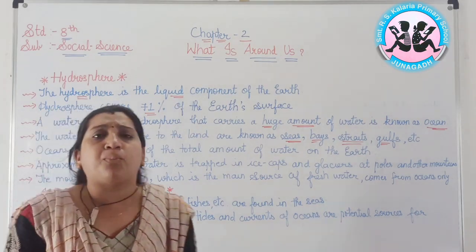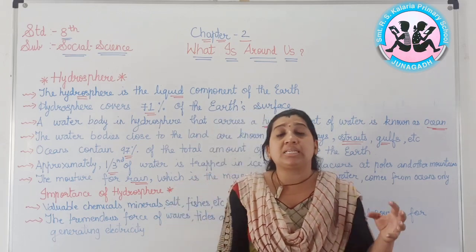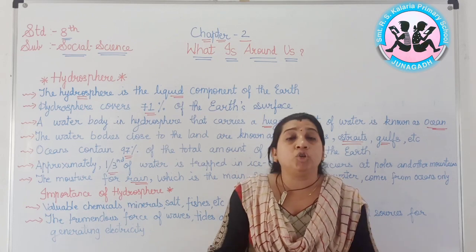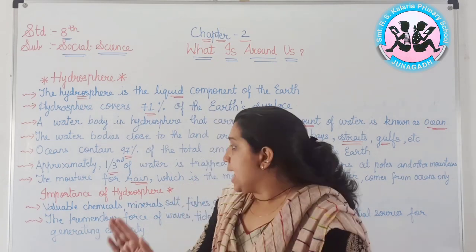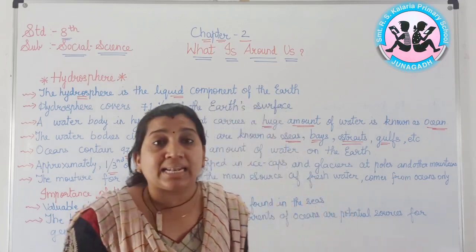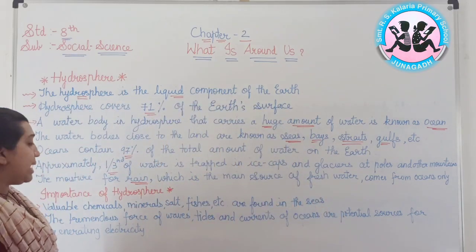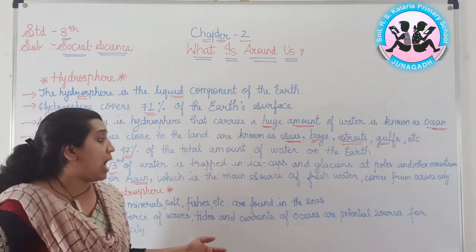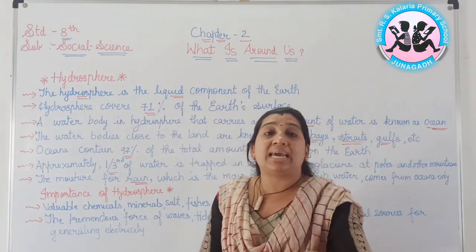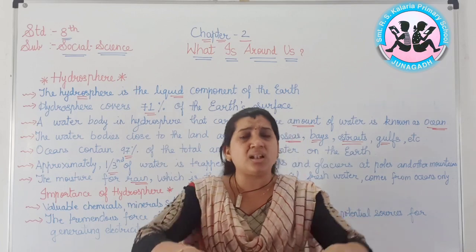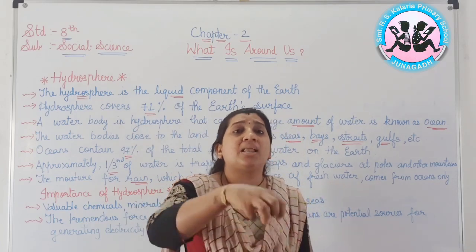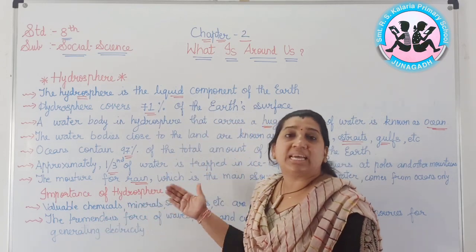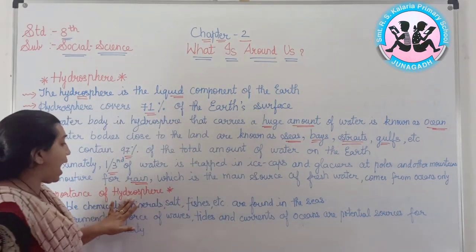Now what is the importance of the hydrosphere? Like we discussed about the lithosphere, if there were no lithosphere, there would be no land, no water, no food and no minerals for the industry. In the same way, we get many things from the interior of the hydrosphere. Valuable chemicals, minerals, salt, fishes, etc. are found from the seas. Like the lithosphere, when we move towards the inner portion of the water bodies, there is the seabed, where we are able to find different things from the interior portion of the hydrosphere.